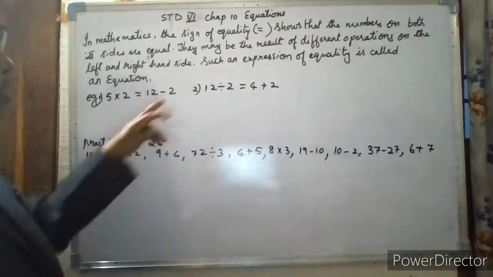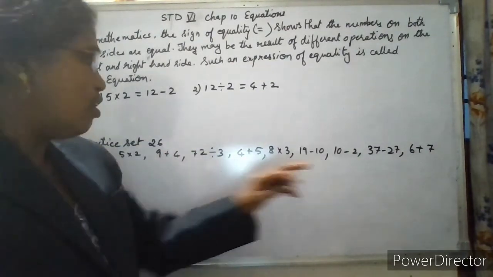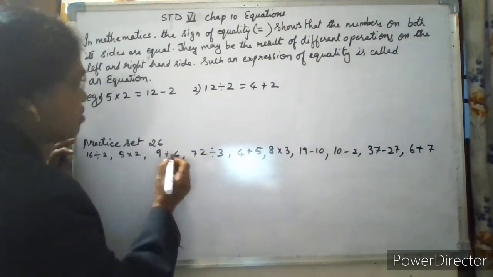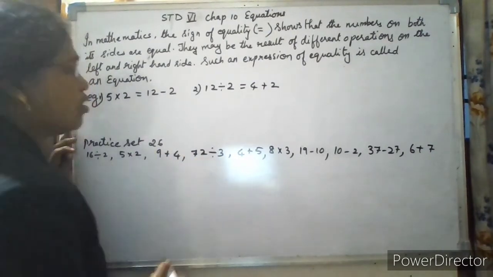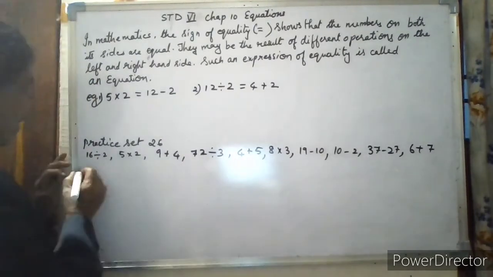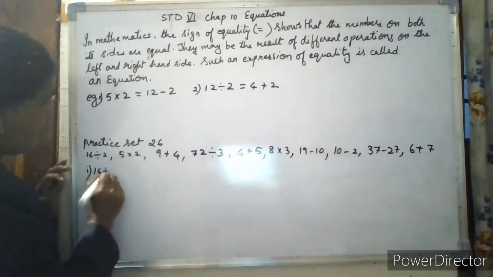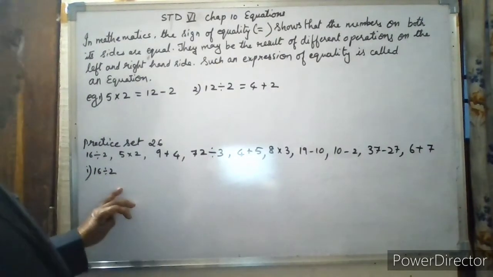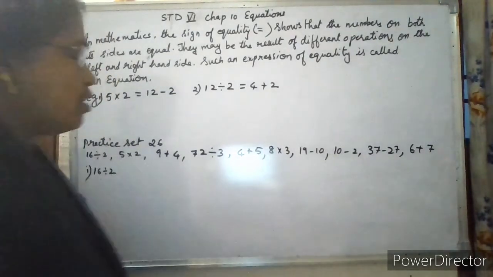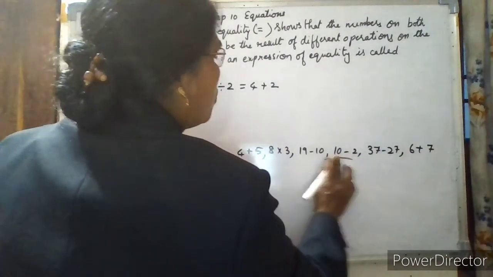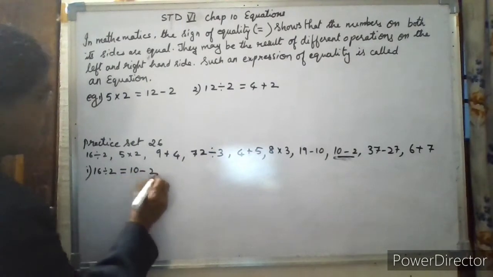Now we have to form such expressions from the given information in practice set 26. So we have to form equations. Now see here, I will take the first equation. From here we have to select 16 divided by 2. That is 2 eights are 16. So search for where you will get the solution as 8. See, 10 minus 2. 10 minus 2 is 8. So that means this is equal to 10 minus 2.